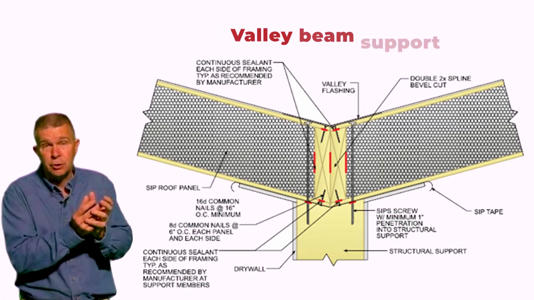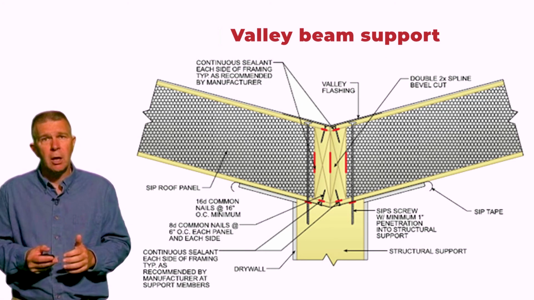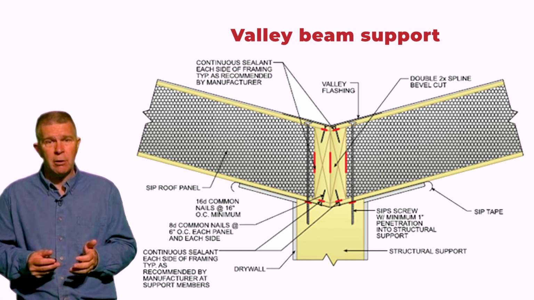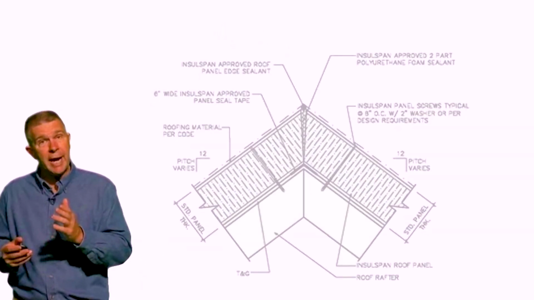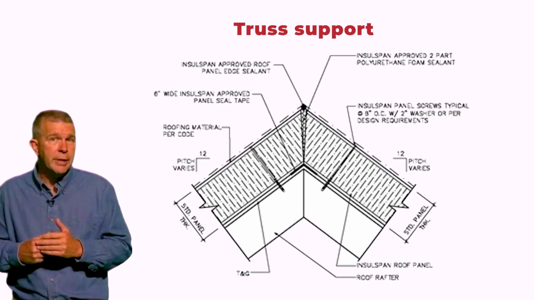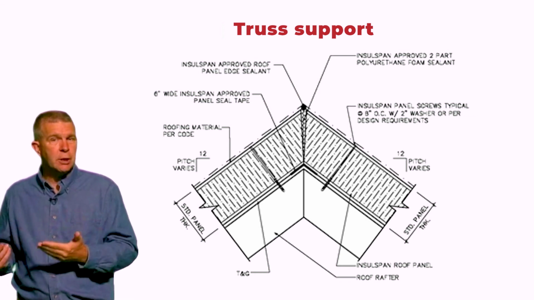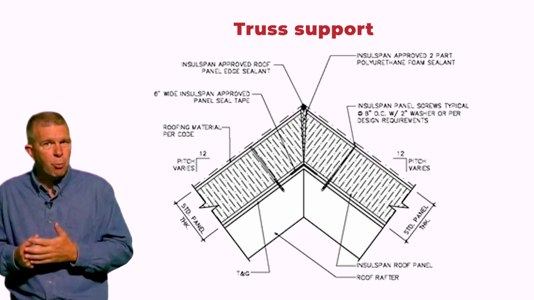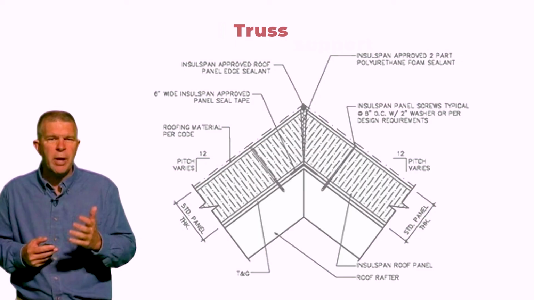The one on the left is using a simple support beam that's carrying that load, and the picture on the right is showing actually a truss. So this might be a ridge or a hip ridge where you're using a truss system to carry the support of those roof panels. Just another way to look at it.